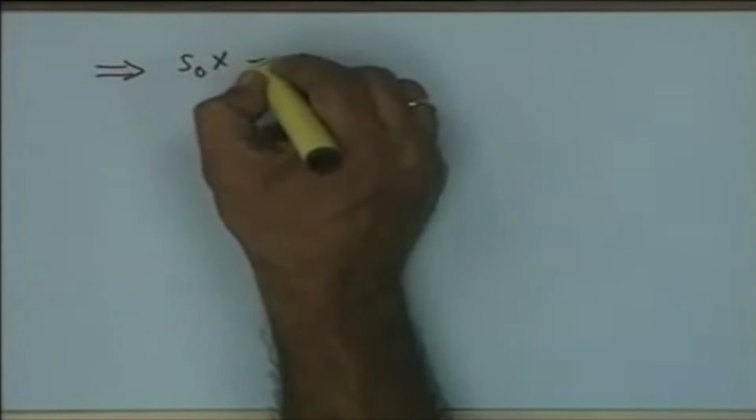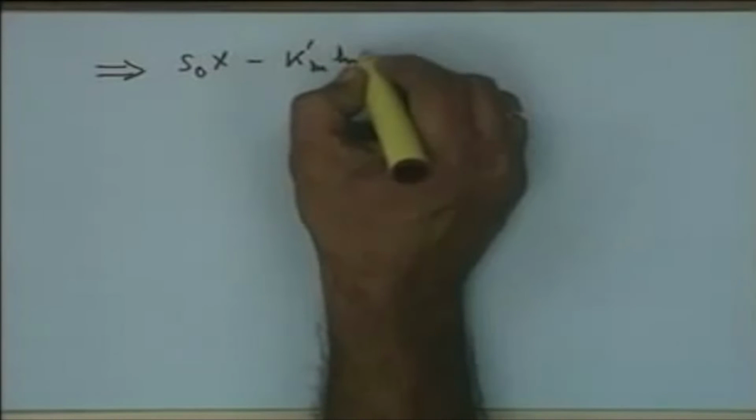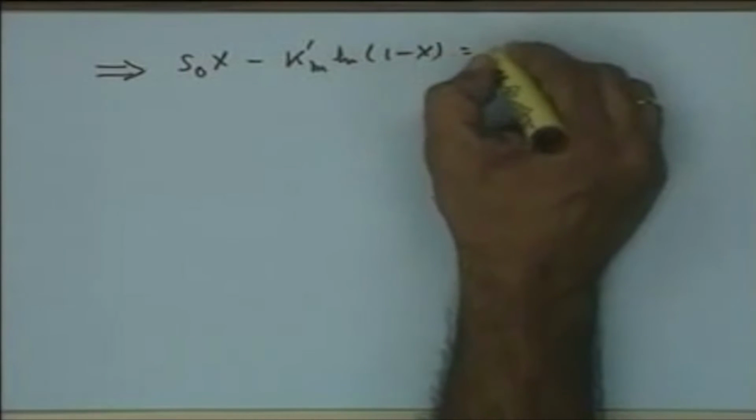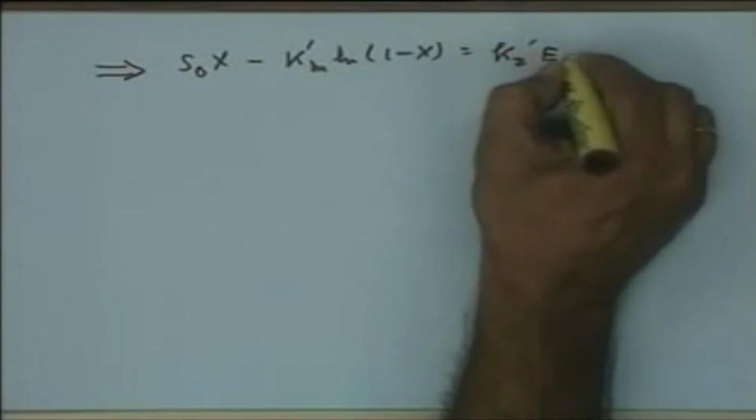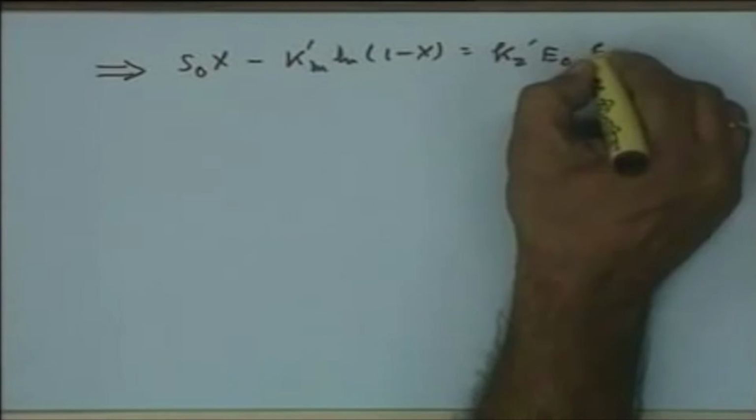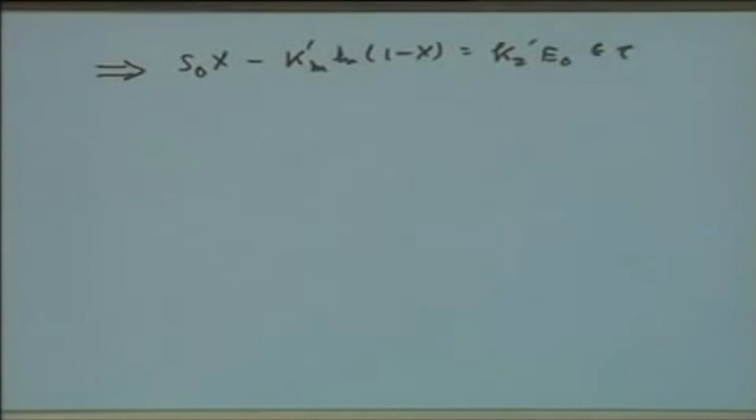S naught x minus k dash m ln 1 minus x equal to k 2 dash E naught epsilon into tau. Now, I must also mention here the term epsilon. While in the case of a stirred batch reactor, the epsilon is taken to be 1. That means the volume of the reactor occupied by the enzyme preparation is negligible compared to the total reactor volume, whereas in the case of a packed bed, a significant proportion of the reactor is occupied by the enzyme preparation.